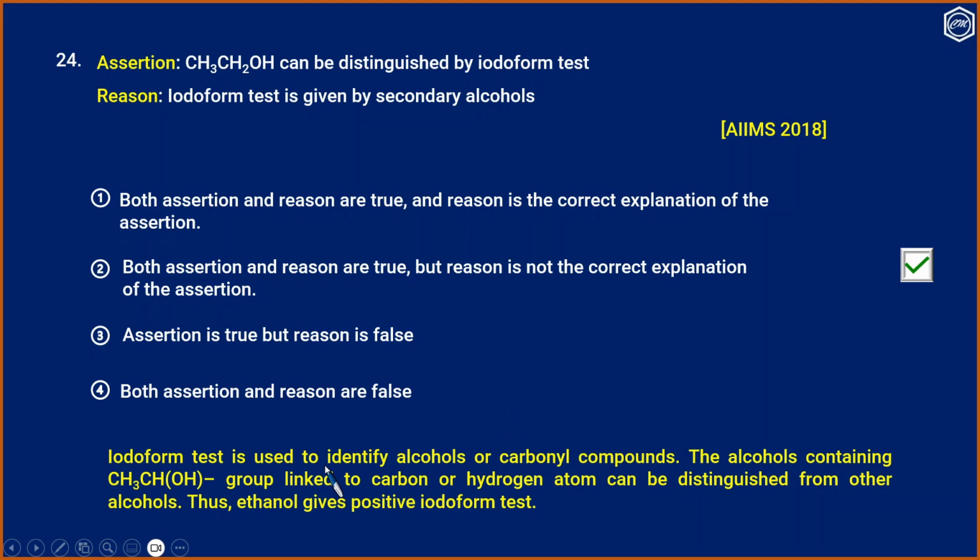Iodoform test is used to identify alcohols or carbonyl compounds. The alcohols containing CH3CHOH group linked to carbon or hydrogen atom can be distinguished from other alcohols using iodoform test. Thus, ethanol gives positive iodoform test.